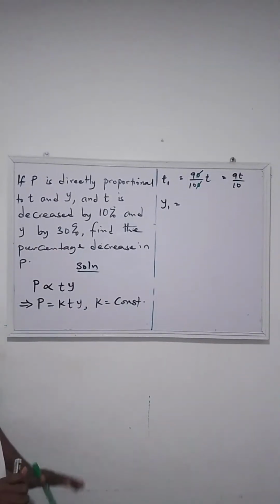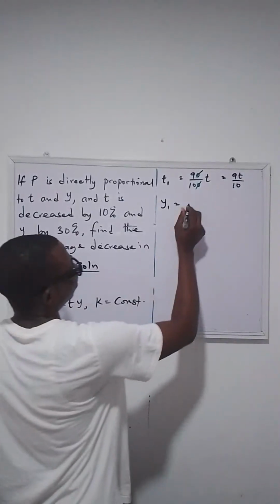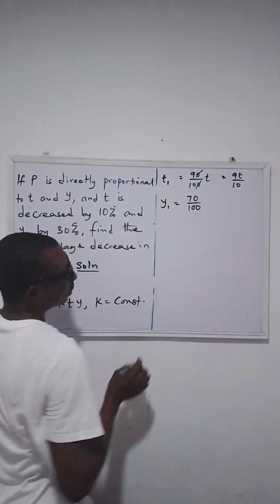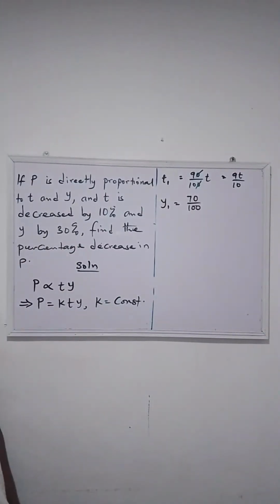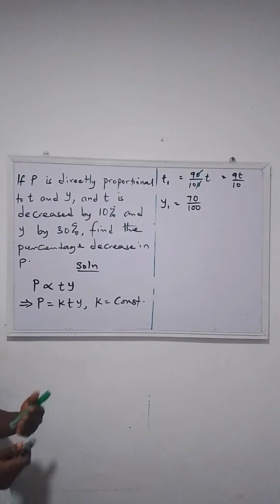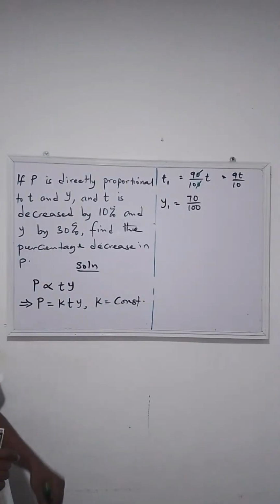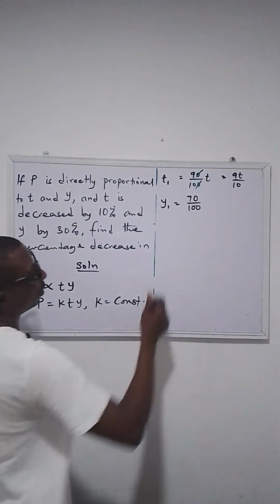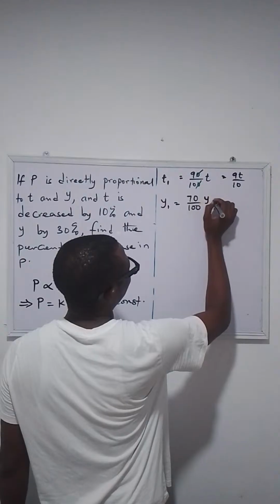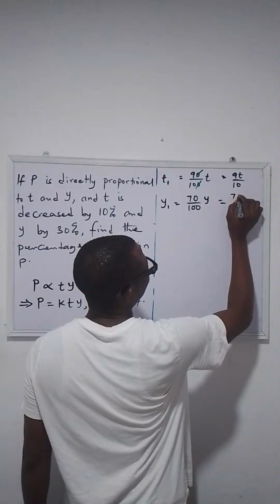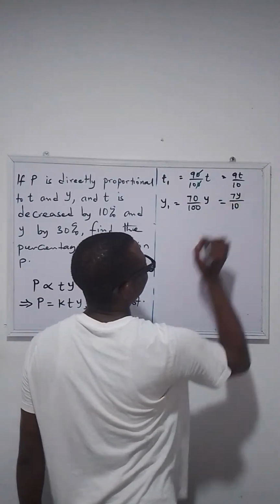So now y has been decreased by 30%. So it's no longer 100% again now. So that means it's going to be 70 over 100. Without reduction it is 100 over 100. So when it's reduced by 30%, it is 70 over 100. I hope you understand that. So of what? Of y. So that means this will be reduced to 7y over 10. All right?